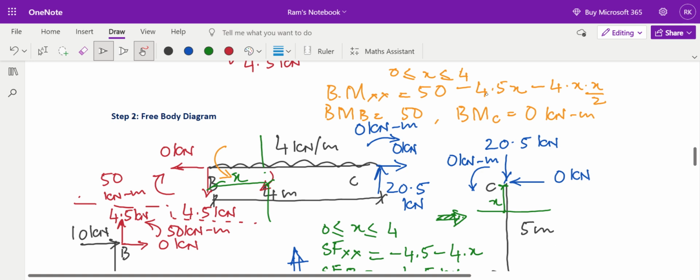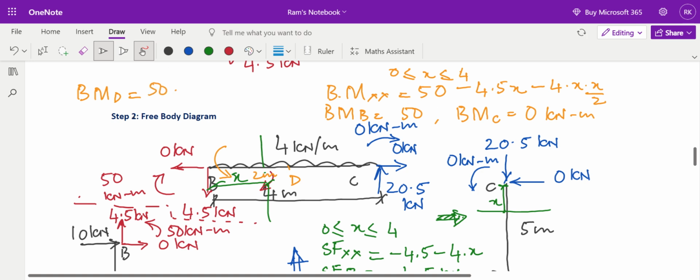Now what is the degree of the equation? The degree of the equation is second degree. It's a curve. So let us plot, let us say that there is some midpoint D which is at a distance 2 meter from B, and let us find out the bending moment at D. So bending moment at D, because of the lack of space, I am finding it over here. I am just putting X equal to 2.